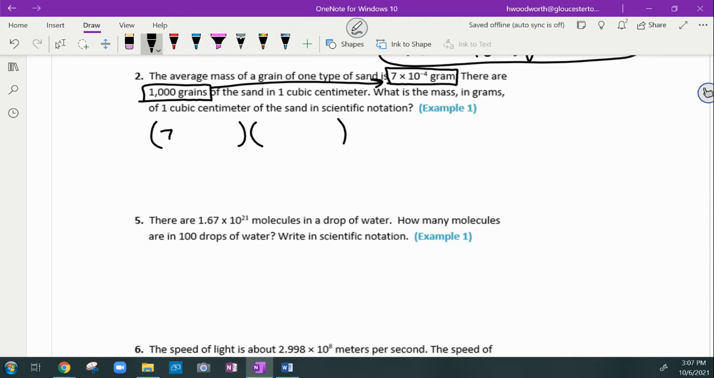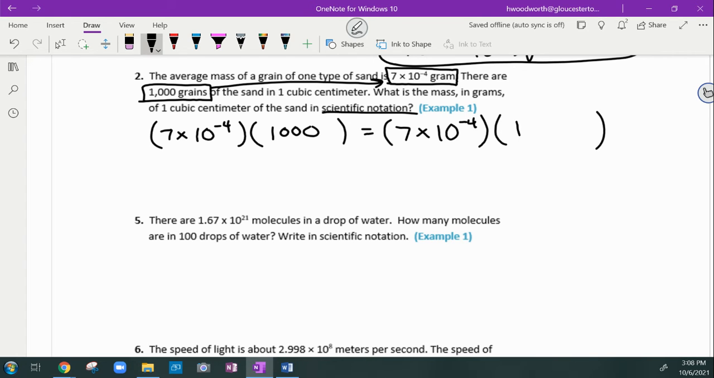Multiplication, so it is how much 1 weighs times how many of those things you have. So we have 1,000 of those. It says to give my answer in scientific notation, so I might as well write them both in scientific notation. The first one's already done for us. And the second one we'll write as 1 times 10 to the third.